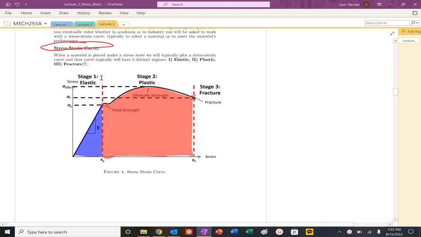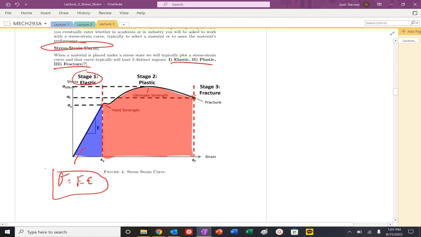So you can see three distinct regions, and they're all very different in terms of how the material behaves. So stage one is elastic deformation. It is linear. If you're doing simple uniaxial loading, the elastic region is linear in the relationship of stress and strain, and this is where stress is equal to this and this. Only time we're going to be using this.